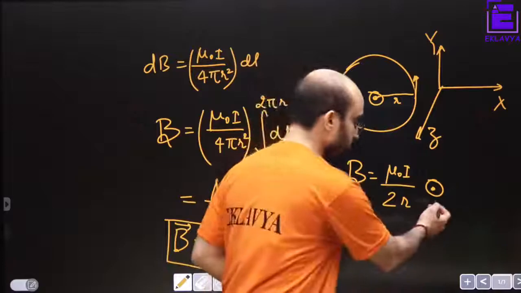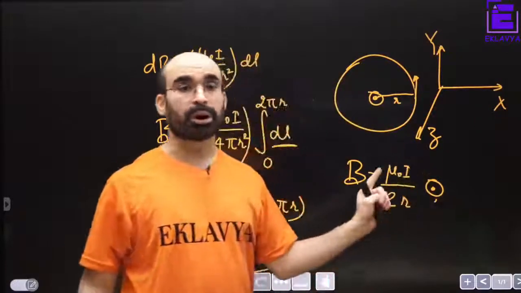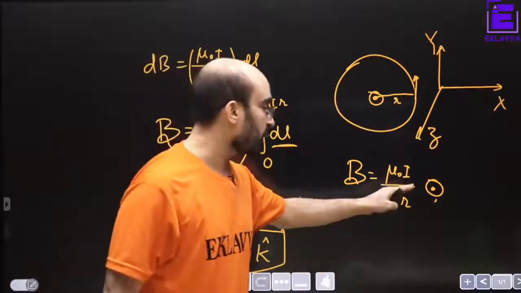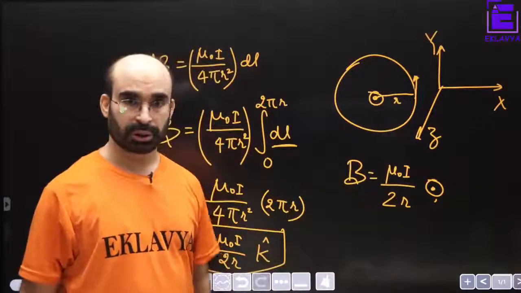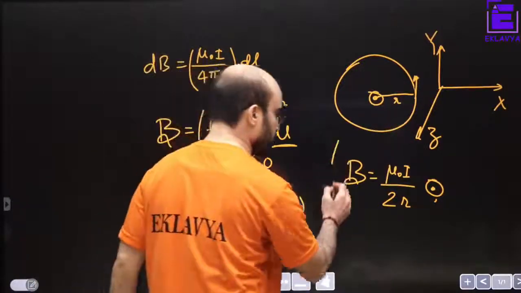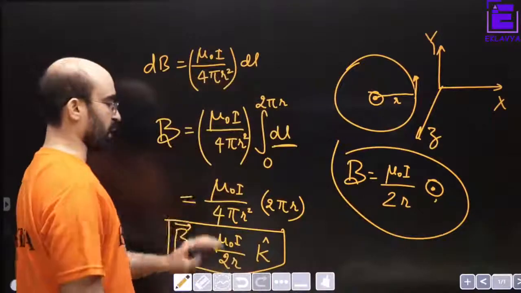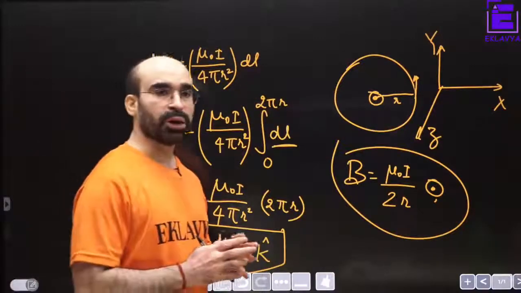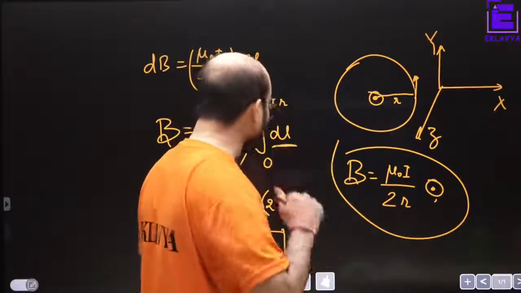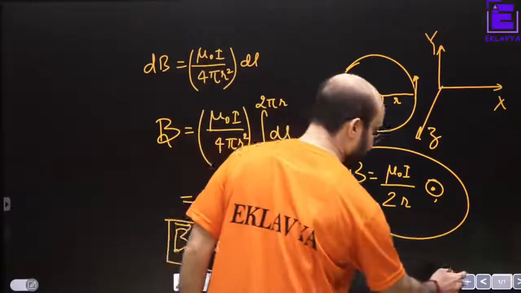We had talked about this in the last session, right? Magnetic field is out of the page, right? This is another way to express the direction of magnetic field. Okay, you got the point? All right. Now let us take one question based on this.